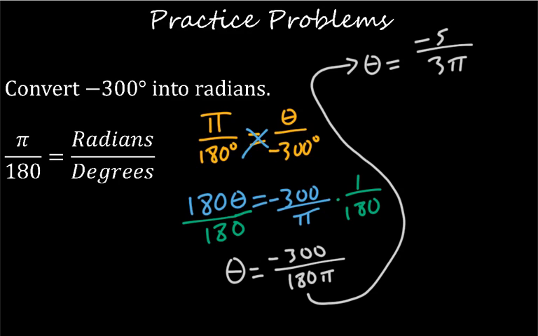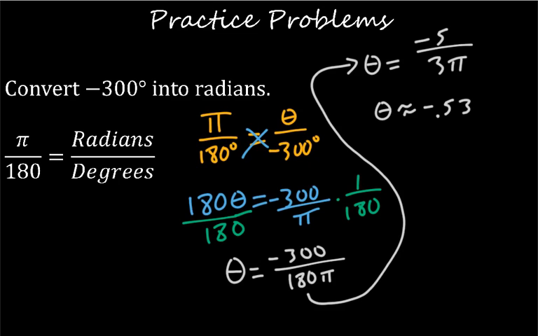And we should then estimate that, and so we'll have negative 5 divided by 3 times pi, and we get theta is approximately equal to negative 0.53 radians. And we don't need to write radians there. When we have theta, we're talking about an angle measure. If we don't have a degree symbol, then it's got to be in radians.